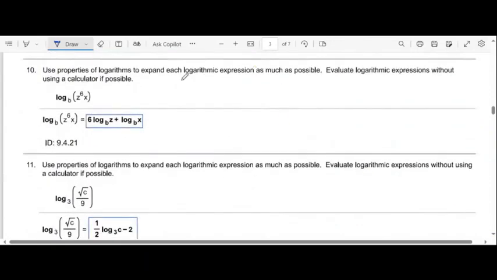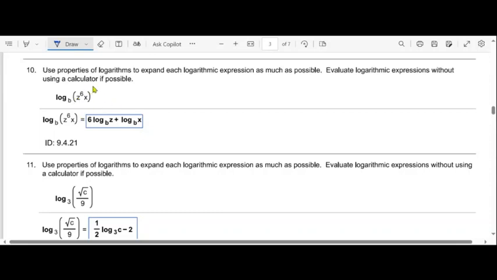Let's go for this one. Can you read this one? Number 10. Use properties of logarithms to expand each logarithmic expression as much as possible. Evaluate logarithmic expressions without using a calculator if possible.